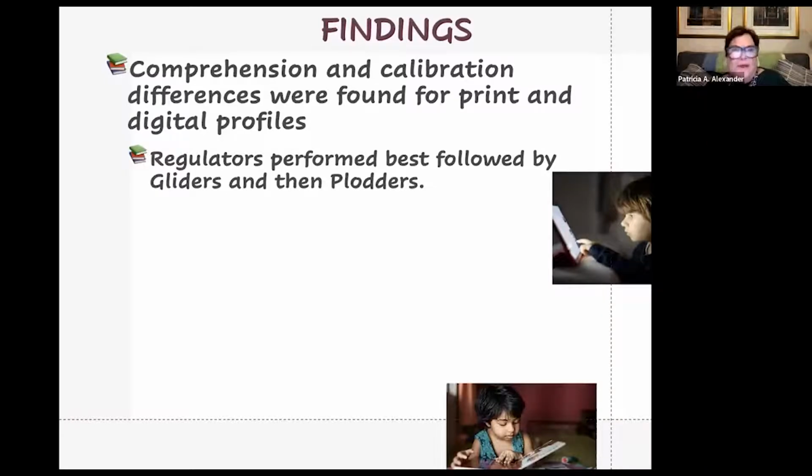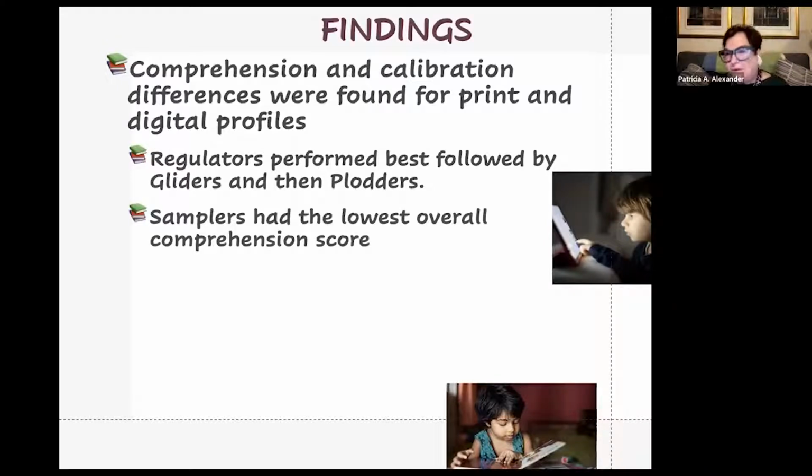Now the regulators, and you can see by their profiles, this makes sense, were by far those that performed the best on the comprehension measure. They really were better than gliders, who came in second. It sounds like a race, but the gliders came in second, and then the plotters. But then those poor samplers had the lowest overall comprehension scores.